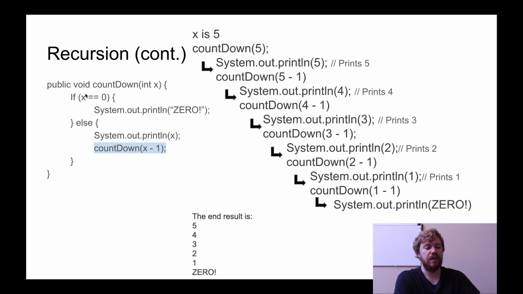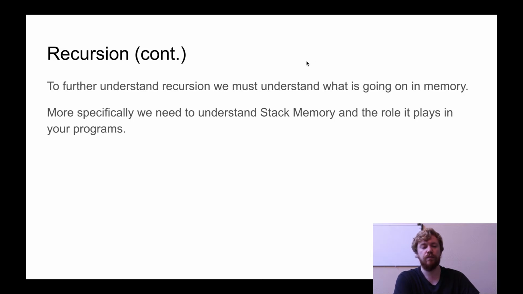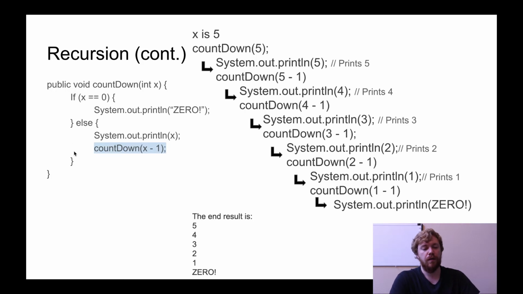X is 5. Is x, or 5, equal to 0? No. So we go into the else statement. We print the value of x, which is currently 5. So that's what this is right here. And then we call countdown x minus 1, where x is 5, so 5 minus 1, which is 4. And what this means is we now go back and restart this method call with a new value of x, which is in this case now 4.